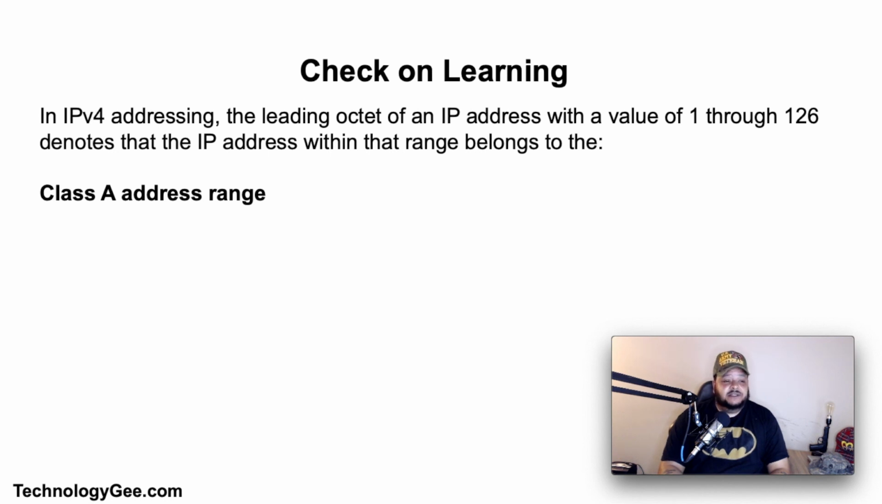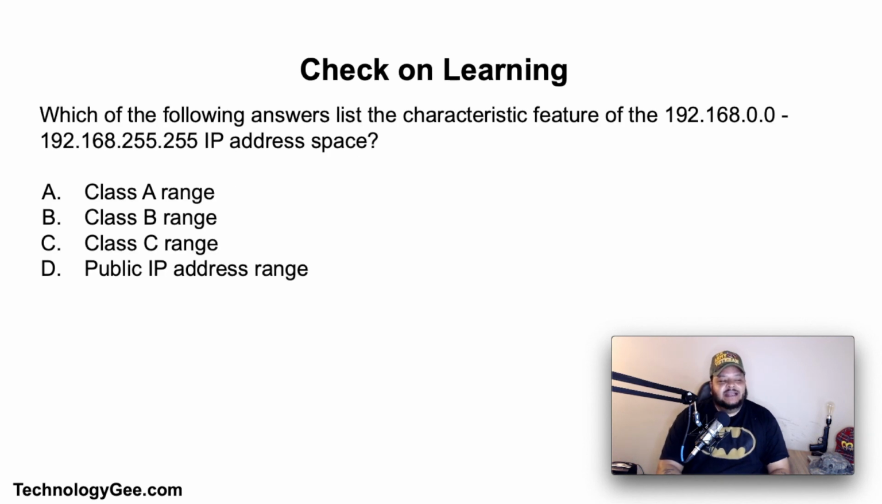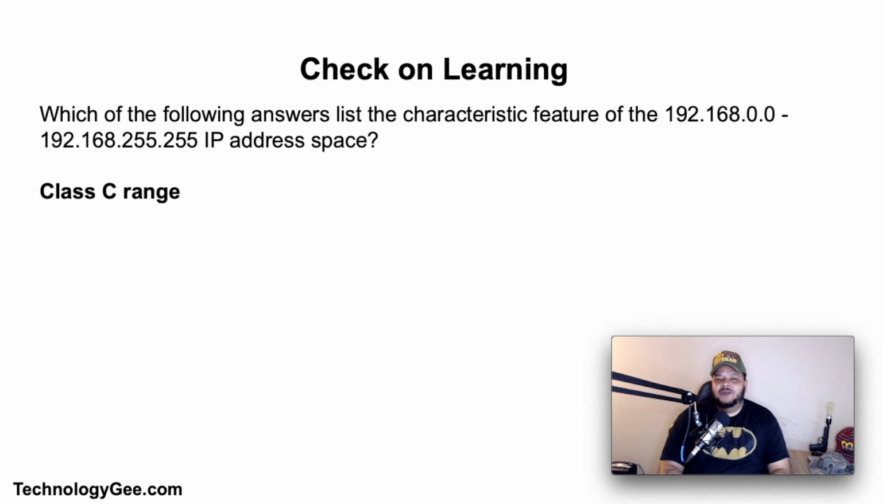Next question. Which of the following answers lists the characteristic feature of the 192.168.0.0 through 192.168.255.255 address space? So which range does this series of IP addresses belong to? And the correct answer is, we are dealing with the Class C IP range.